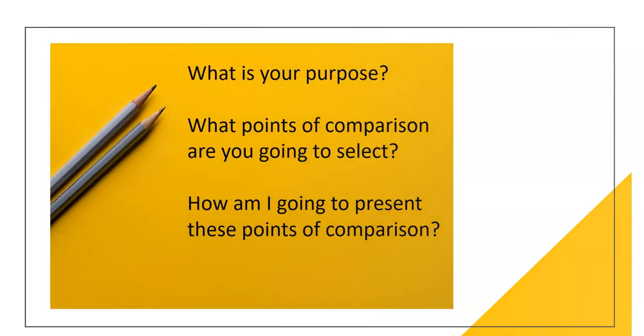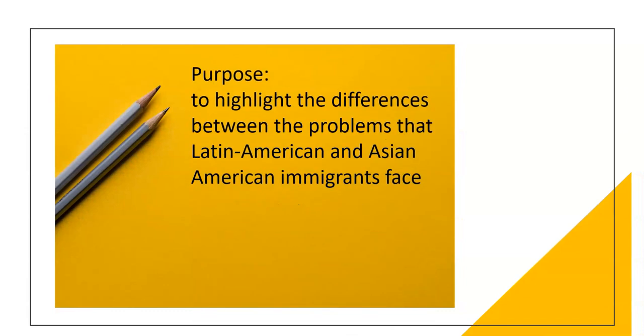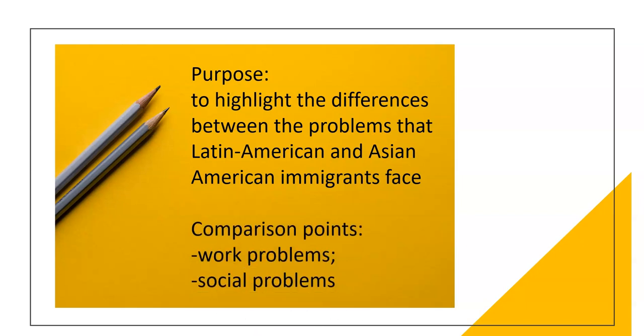Now, imagine that your purpose is to highlight the similarities and differences between the problems that Latin American and Asian American immigrants face. So, you could also establish your comparison points, because these problems are varied, right? So you have to decide which points you want to select. So I selected 2 types of problems. The first one would be work problems and the other one would be social problems.